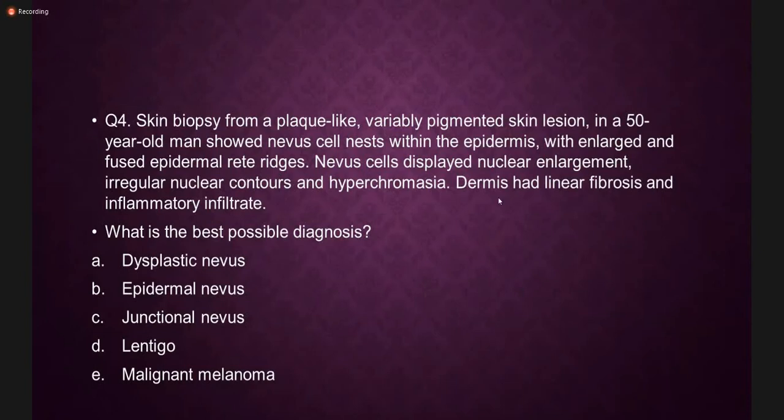Nevus cells display nuclear enlargement, irregular nuclear contours, and hyperchromasia. So when the nuclear abnormalities come, then it is a dysplastic nevus. Dermis has linear fibrosis and inflammatory infiltrate. So what is the best possible diagnosis? It's a dysplastic nevus. All these nevi, epidermal and junctional nevi, do not display nuclear features and dermal changes. Whereas lentigo, it cannot be lentigo and it is not malignant melanoma.